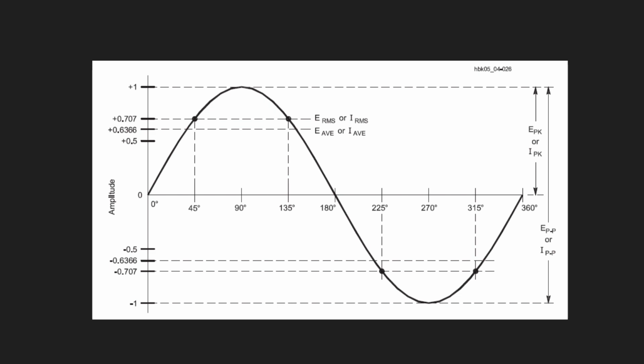RMS is peak multiplied by 1 over root 2. Average value is peak multiplied by 2 over pi, and peak is 0 to the peak. Peak to peak is highest minus lowest. Okay. That's why I have to give you a single graph for you. This is all the conclusion you need. Okay.